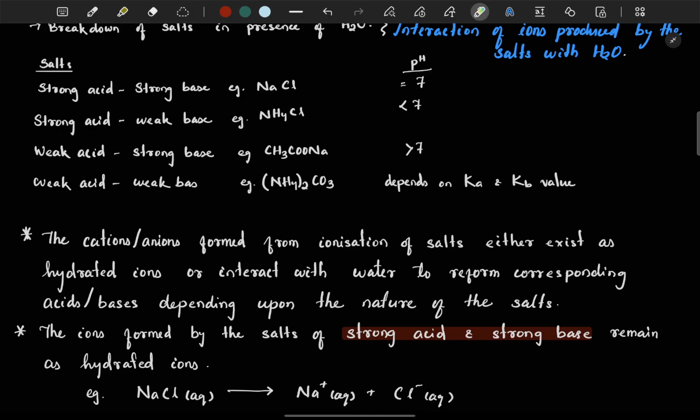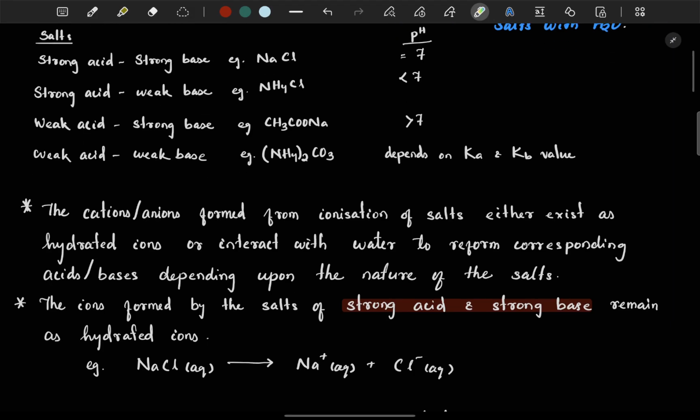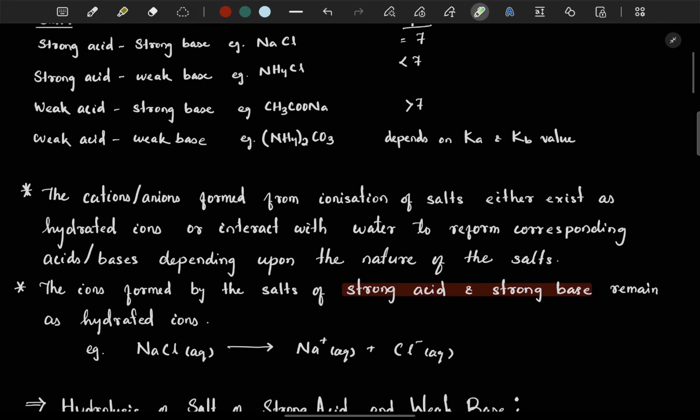Similarly, the salt of a weak acid, that is acetic acid, and a strong base, that is NaOH, produces sodium acetate, whose pH is greater than 7. And another one is a salt of a weak acid and a weak base, whose pH would be determined by their values of Ka and Kb. Here the example is ammonium carbonate. The NH4OH is the weak base, while H2CO3 is a weak acid.